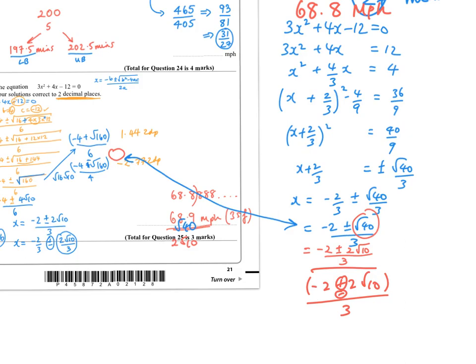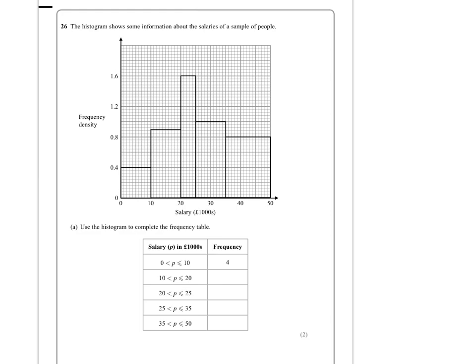Okay, let's move on. For this question, we've got to fill in the table given the histogram. Now, the nice thing about a histogram is that if we look at the area of one of the bars, that's going to be the frequency. Okay, always the case. So in this situation, we had 10 multiplied by a height of 0.4 in terms of the frequency density, and that gave us 4.